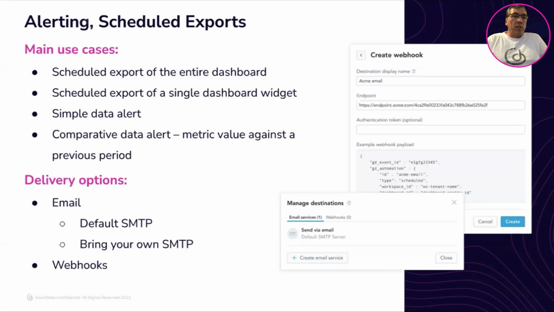For all these use cases, which we sometimes call together as automations, you can select one or many delivery options. Typical delivery option or destination is email. For emails, you can use either mail server provided by GoodData and hosted by GoodData, or you can bring your own SMTP server, which has certain benefits.